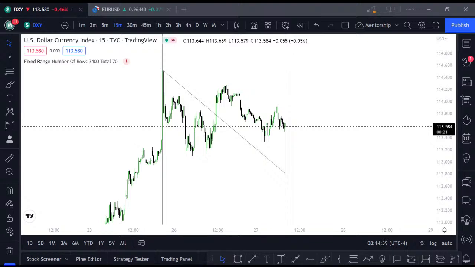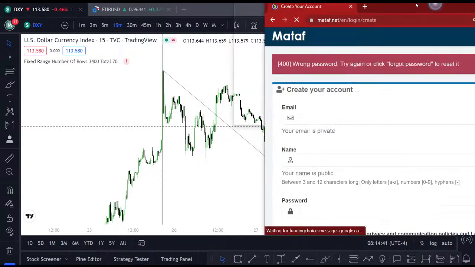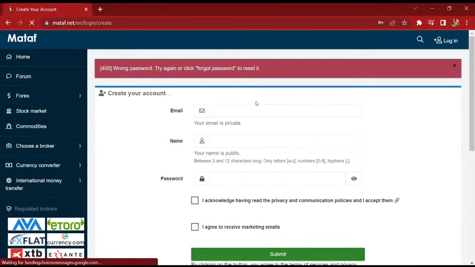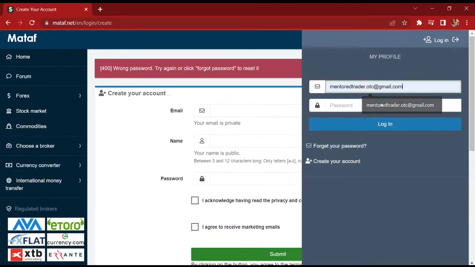Just trying to log into my MATAF account, and it's like I forgot my password. Okay, not a big deal. Not a big deal. Let's try logging in again.